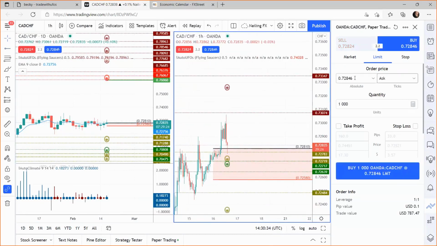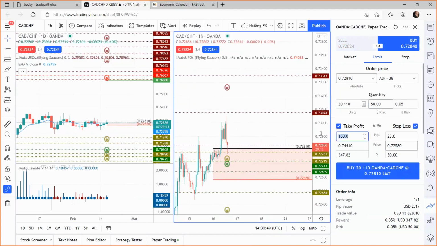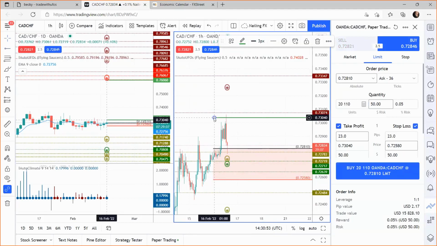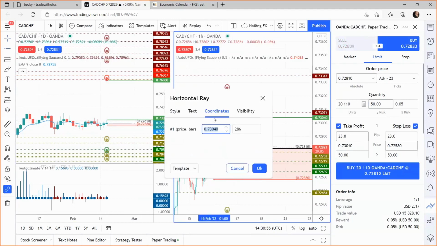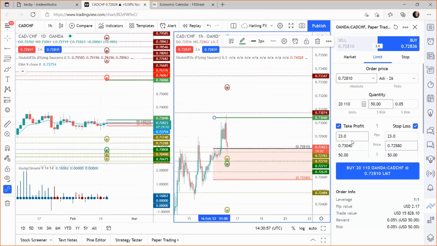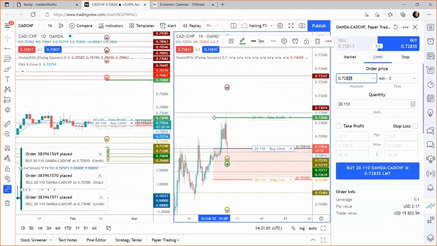So let's place this one. 0.7281 to 0.7258. Again, $50 risk for me. For you, it's whatever you want it to be. First target, 23 pips away, because the risk is 23 pips. So if we want to do a 1 to 1, oh, look at that. I drew it exactly where it should be. Brilliant. There we go. If we want to do 1 to 1, then the first target's profit will always be the same amount as the risk that we have in terms of pips.